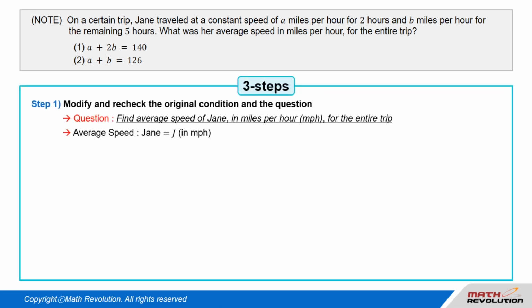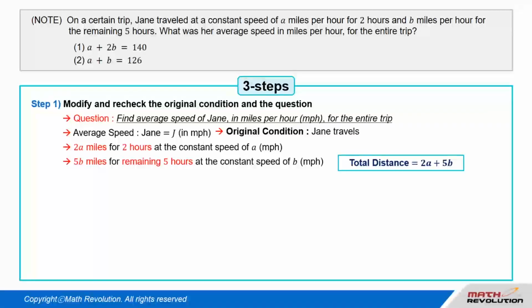Solution. Now we will solve this DS question using the variable approach. Let's apply the 3 steps suggested previously. Let's follow the first step of the variable approach by modifying and rechecking the original condition and the question. We have to find Jane's average speed in miles per hour for the entire trip.